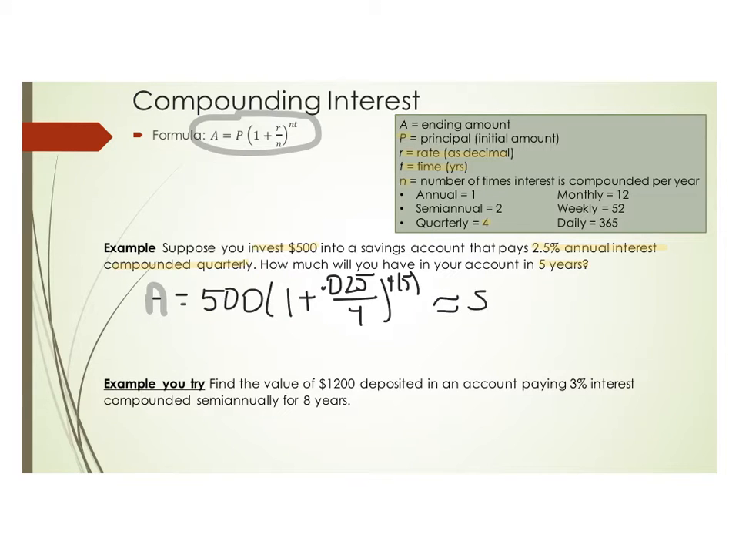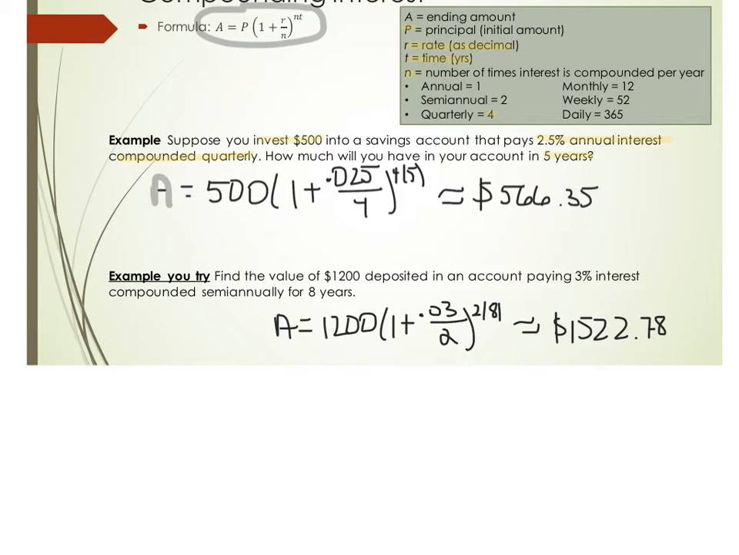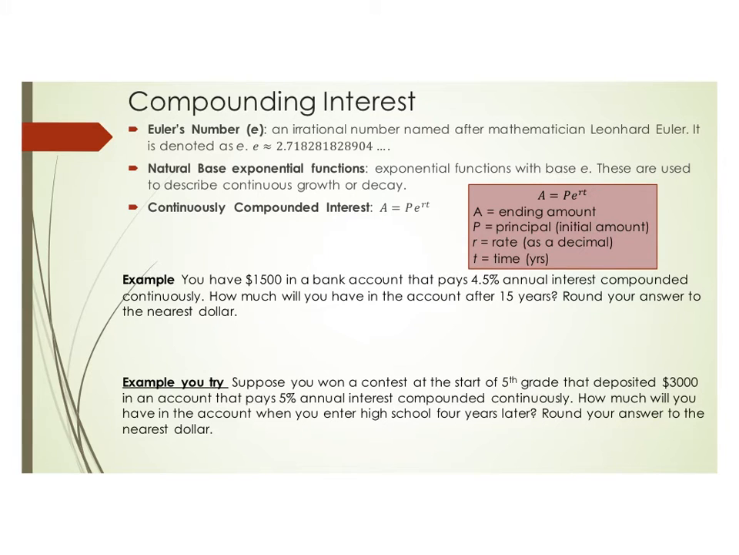And you should, when you type that into a calculator, including the parentheses, get approximately $566.35. Now take a minute and try the "you try" example. Hopefully you find an ending amount of about $1,522.78.